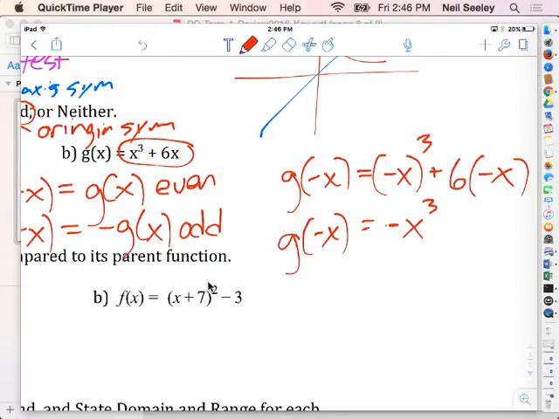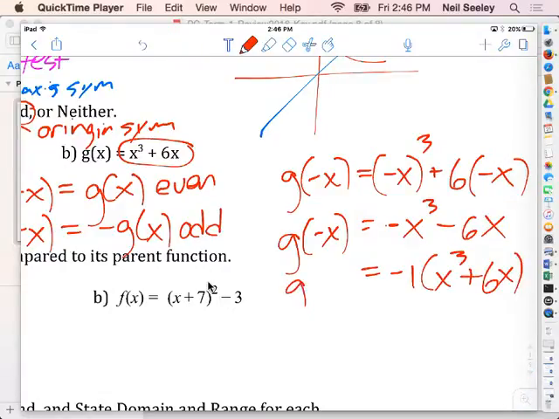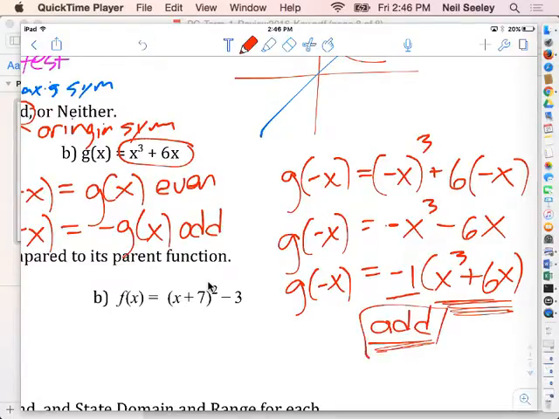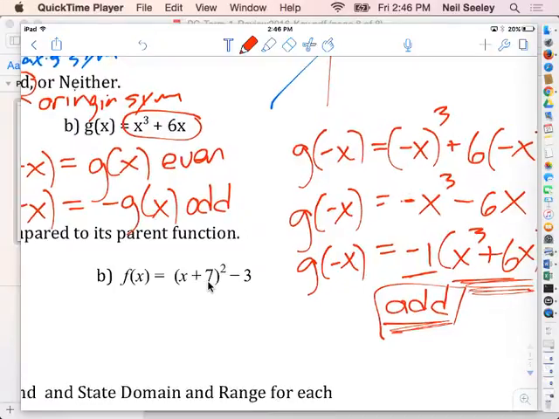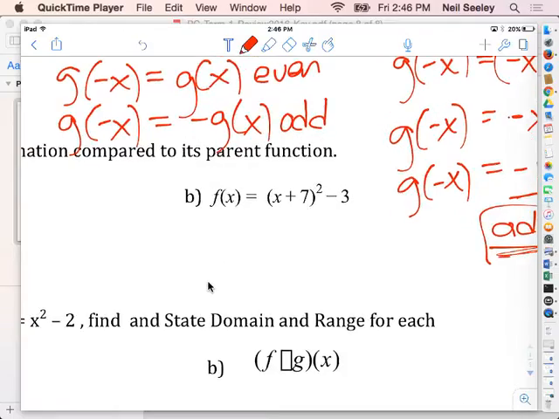And that becomes minus 6x, which, if you factor out the negative 1, is definitely the opposite of what I started with. That is an indication, since here's the original and there's the negative, this thing is odd, totally odd. Symmetry about the origin. So that's the algebraic test. Super duper, works every time.